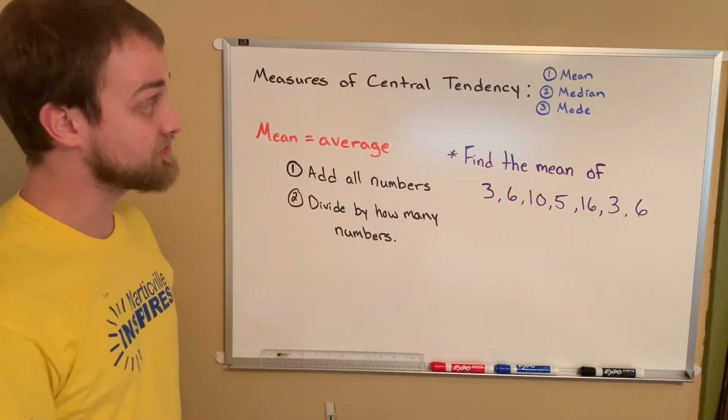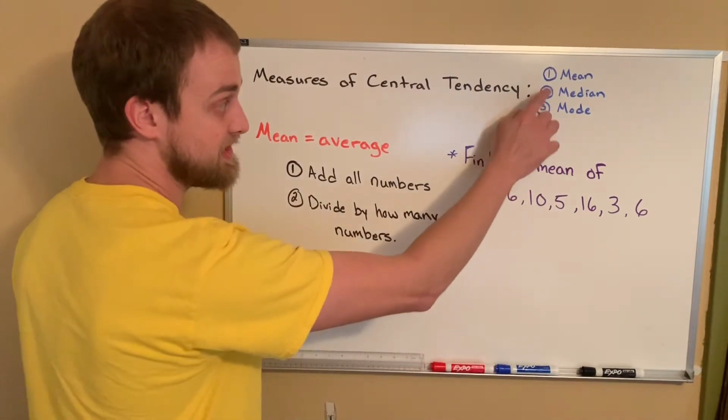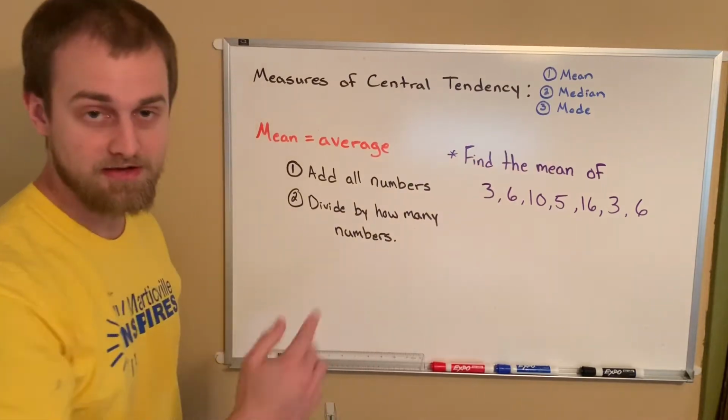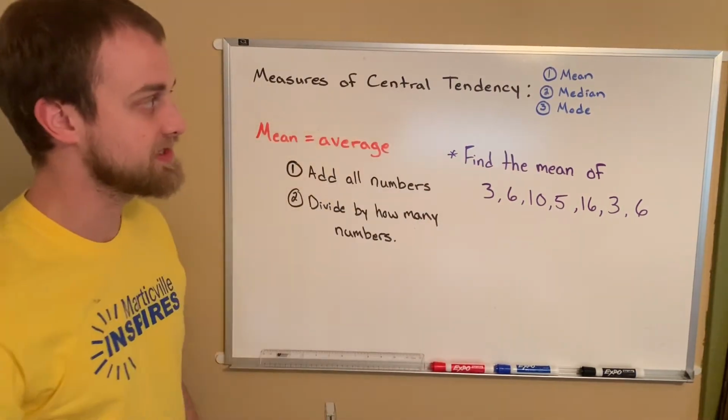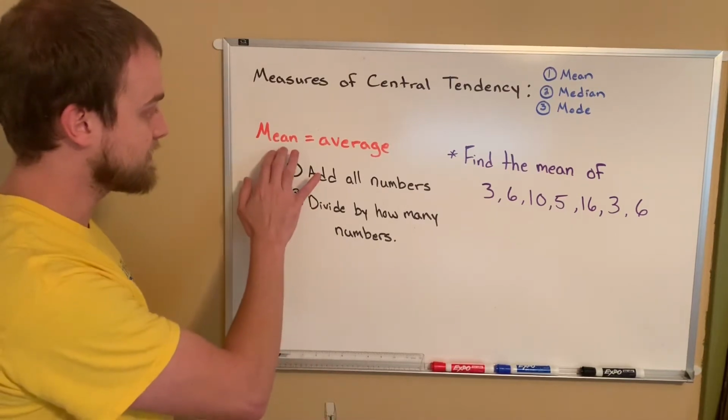The measures of central tendency are three things: mean, median, and mode. You might have heard of those before, but they're officially called the measures of central tendency. Today I want to focus on the mean.